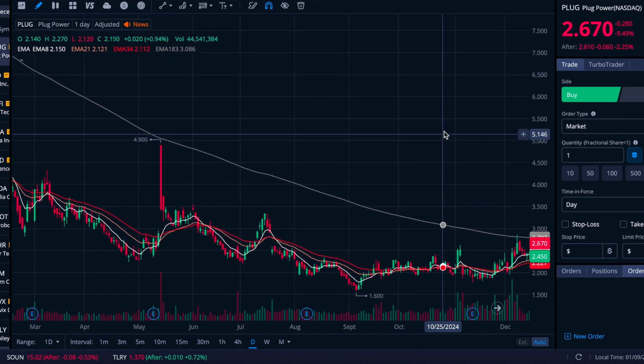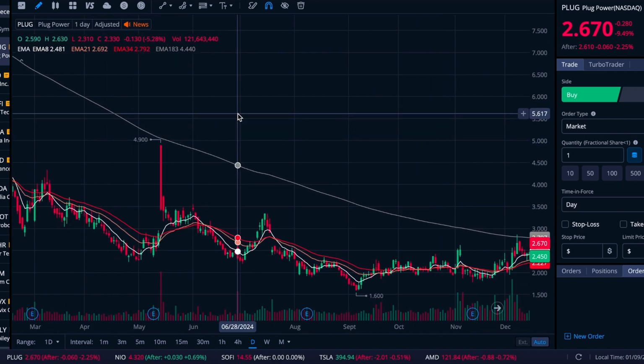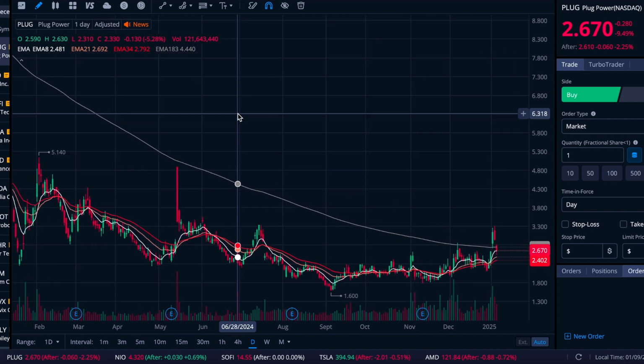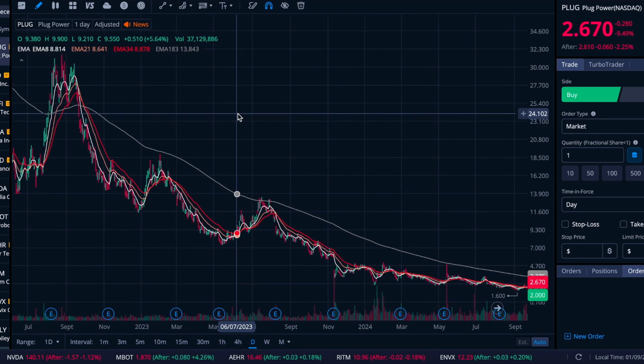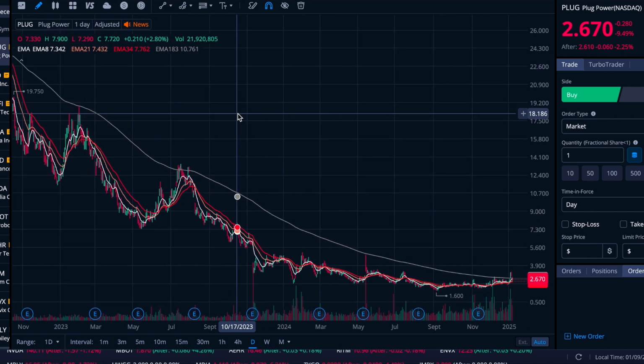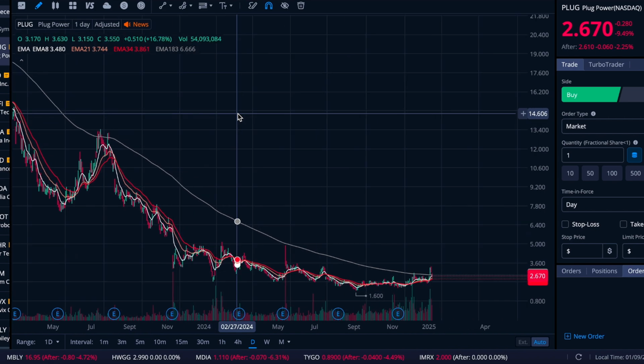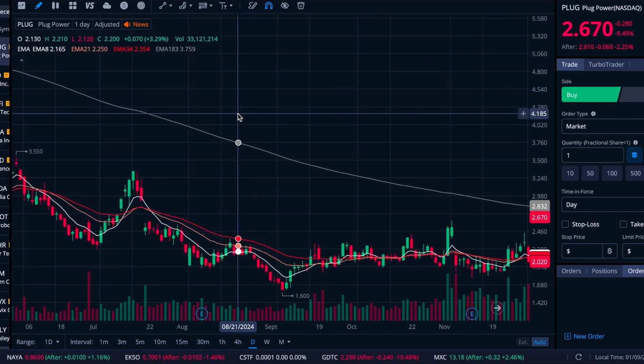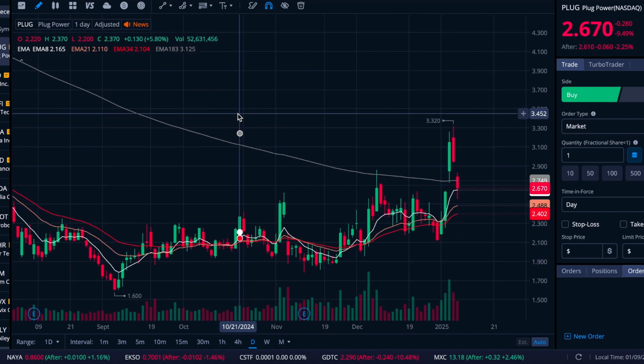I typically look at stocks that are under the 183 as being in a bearish trend, right? You can see PLUG has been that for a long time. If it's above the 183 and has price action that is putting it above the 183, then I consider it to be in a bullish trend. So here, looking for a trend reversal, based on the name, I need something that's in a bearish trend, and I'm looking for it to switch to a bullish trend.